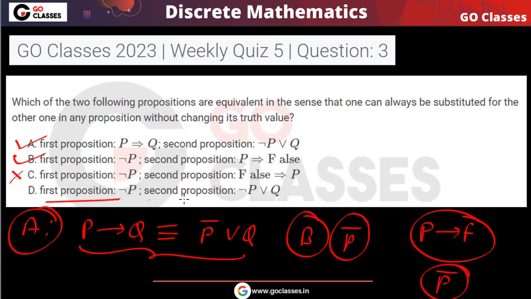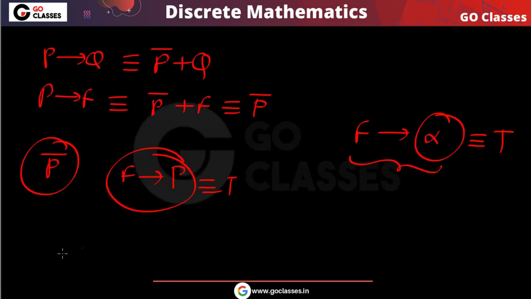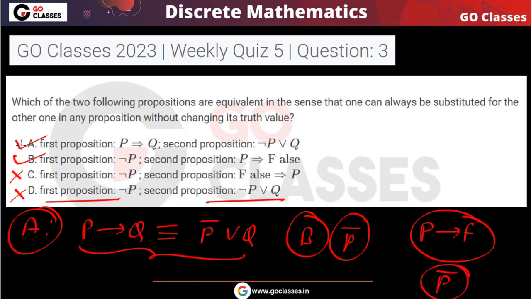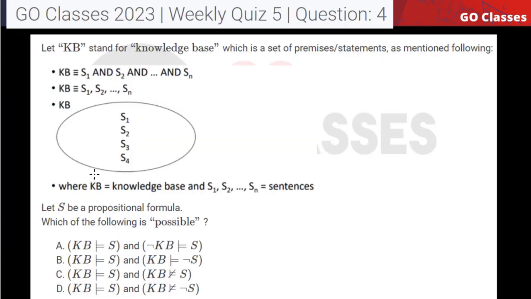In option D, the first is P bar and the second proposition is P bar or Q. Of course, they are also not equivalent, because P bar is definitely not equivalent to P bar or Q. You can very easily see. So I can say that the answer will be option A comma B. Let's solve the next question.